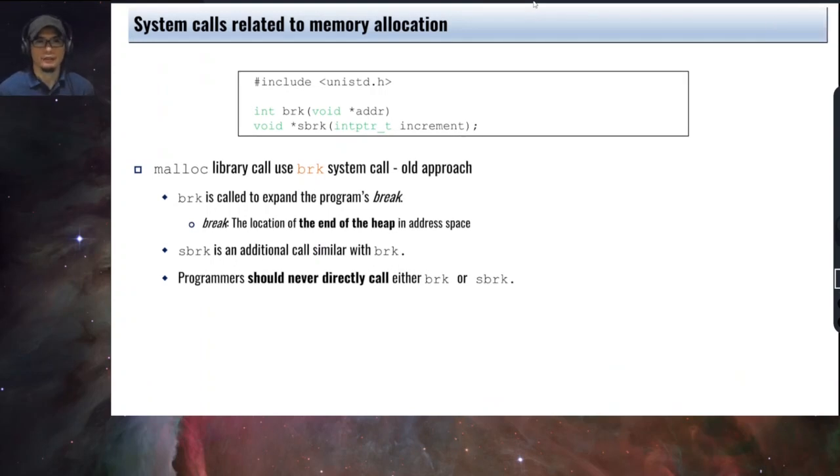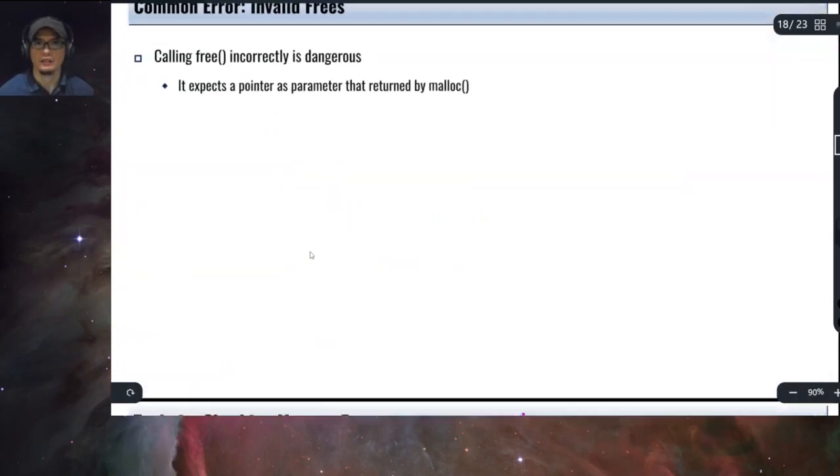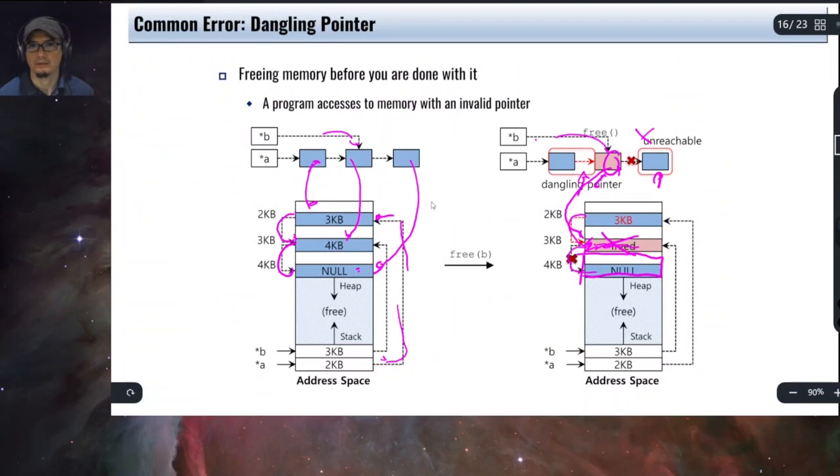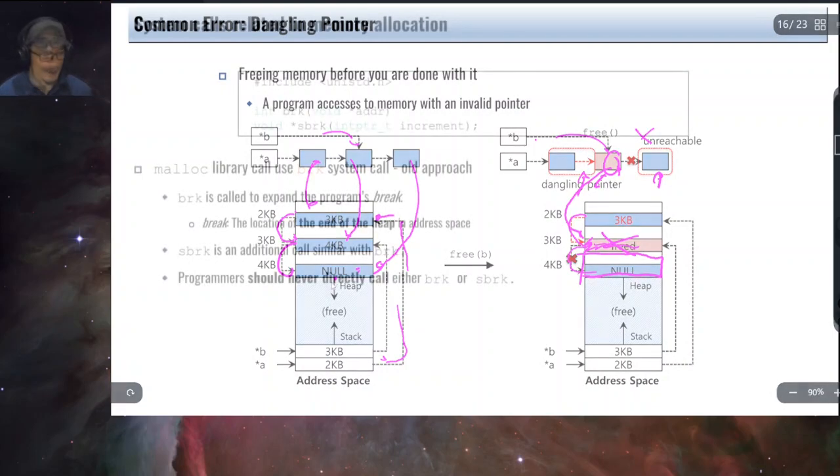Okay, so the previous functions like malloc and free are not actually system calls. They are library functions, and the actual system calls related to memory allocation are the brk system call and the sbrk system call. This basically just adjusts the end of the heap in the address space.